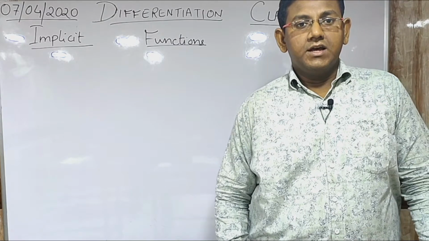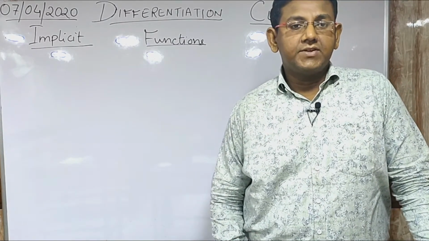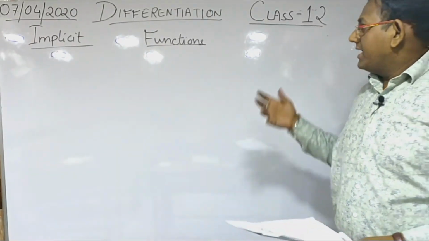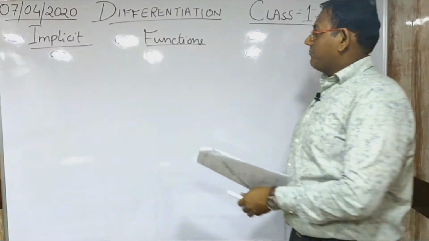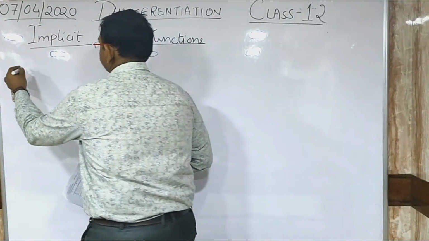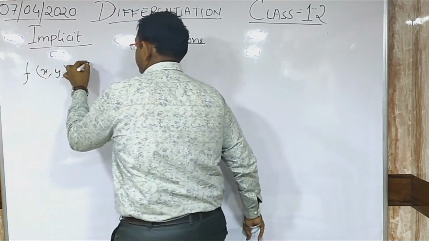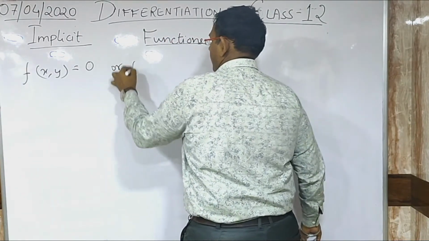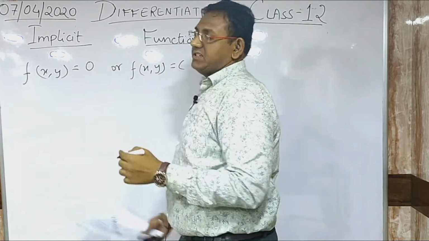Now let us discuss another topic that is present in differentiation, that is called implicit function. First let me describe what is called an implicit function. Implicit function means whenever we get a function of this type, f(x, y) is equal to some value that is 0, or f(x, y) is equal to some constant.